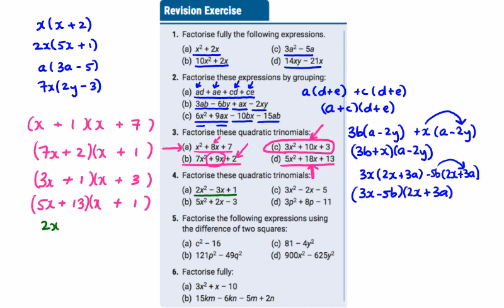The only way to get 2x squared is 2x times x. The only way to get 1 at the end is 1 by 1. We look at the middle term as minus 3. So I need a minus 2 and a minus 1.